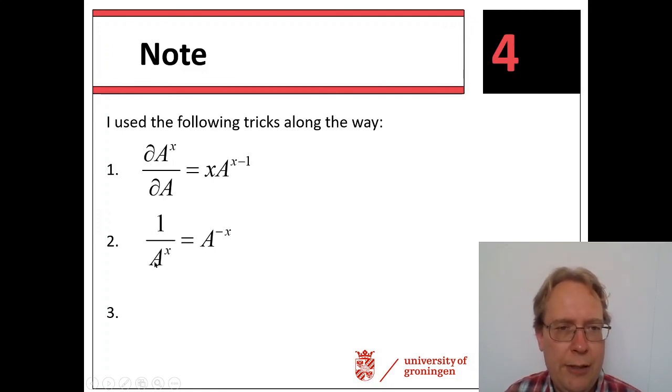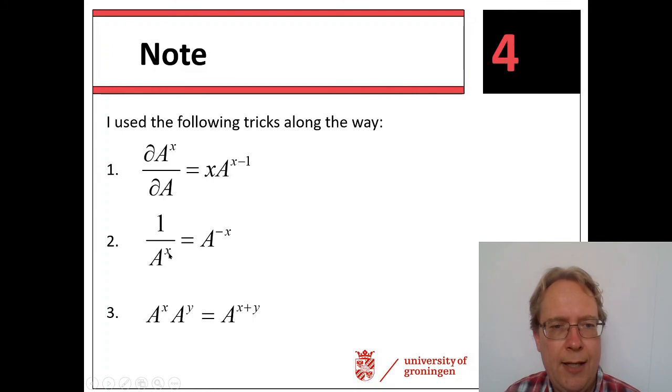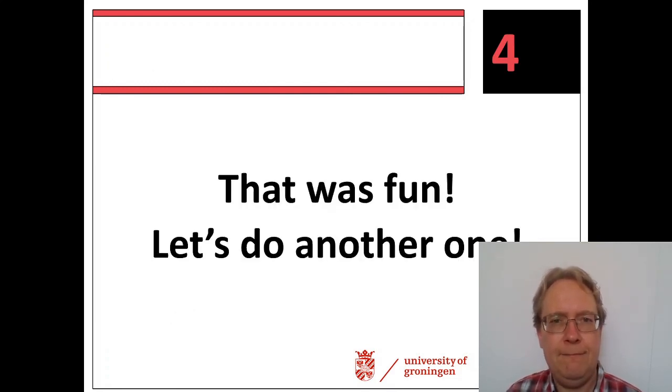This is another thing that I used. A to the power minus x is simply 1 over a to the power x. And the third one that I used: a to the power x times a to the power y is simply a to the power x plus y. You have seen this in high school, hopefully. Otherwise, you will see it in your mathematics course. But these things are good to keep in mind to be able to manipulate these Cobb-Douglas functions. Okay, that was fun. Let's do another one.